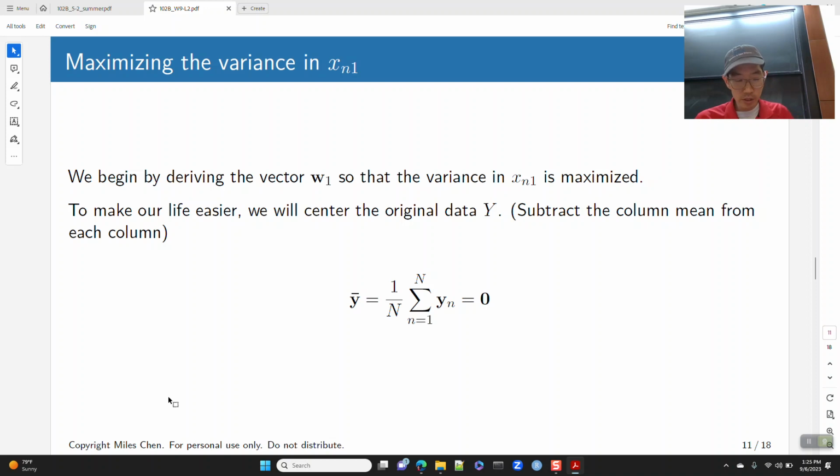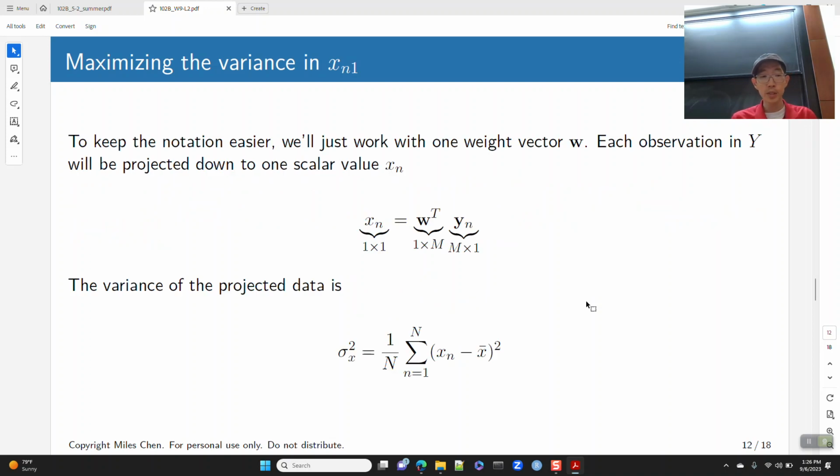Okay, and to make our math a little bit easier, what we're going to do is center the original data. So for our y vector, we're going to subtract off the mean of y so that the mean of y will be 0. So we just center our original data. Wherever y is, we just slide it down so that the mean of y is equal to 0. And that's going to really simplify the math that we have to do.